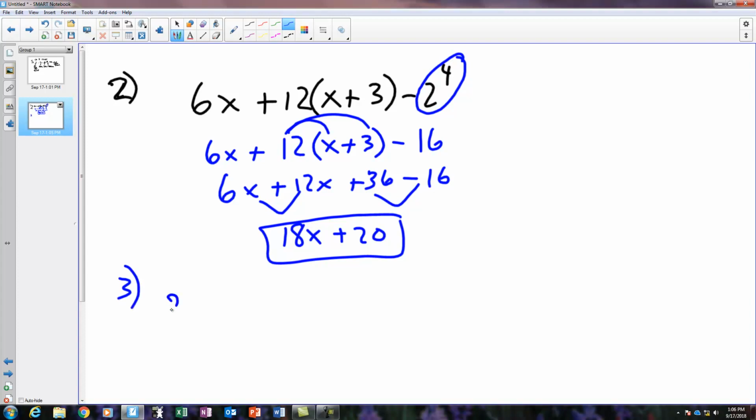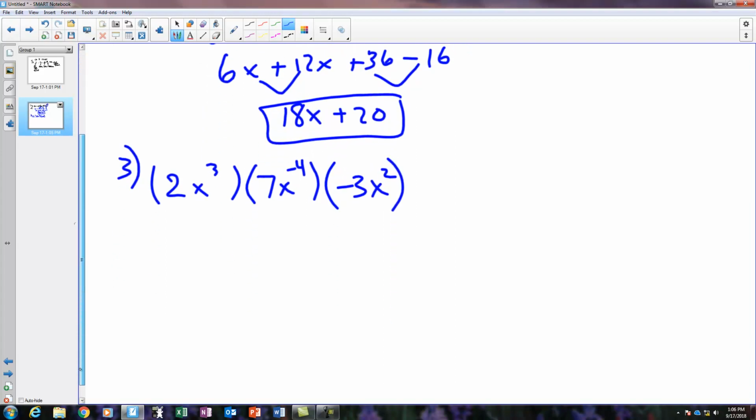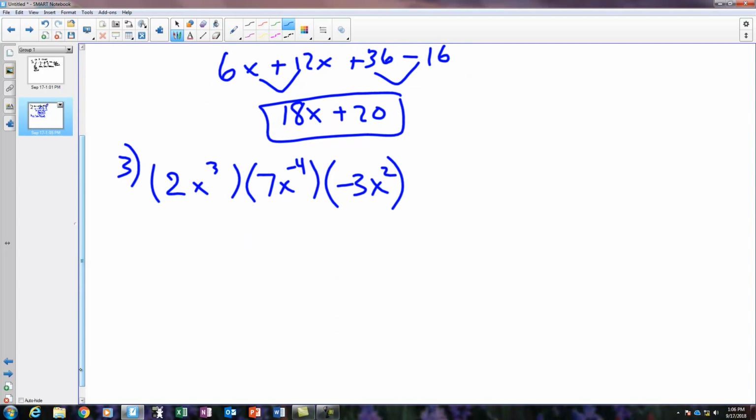3, somewhat similar, is 2x to the 3rd times 7x to the -4th times -3x squared. The key to doing question number 3 is really just understanding that we're going to multiply. There's no addition or subtraction, which means it's not a distribution problem like foiling. It's nothing like that. All we're going to do is multiply the coefficients, 2, 7, and -3, and then we'll multiply the x's and just combine them.